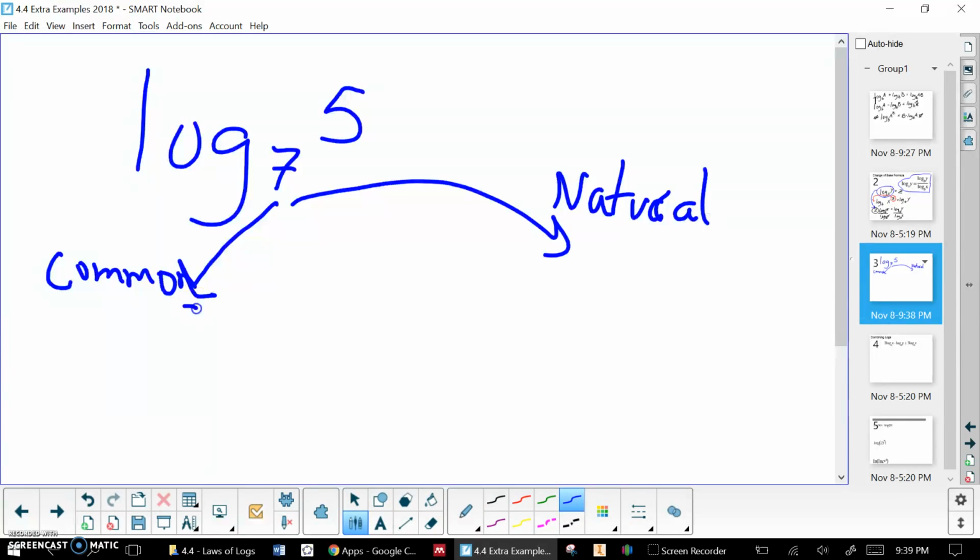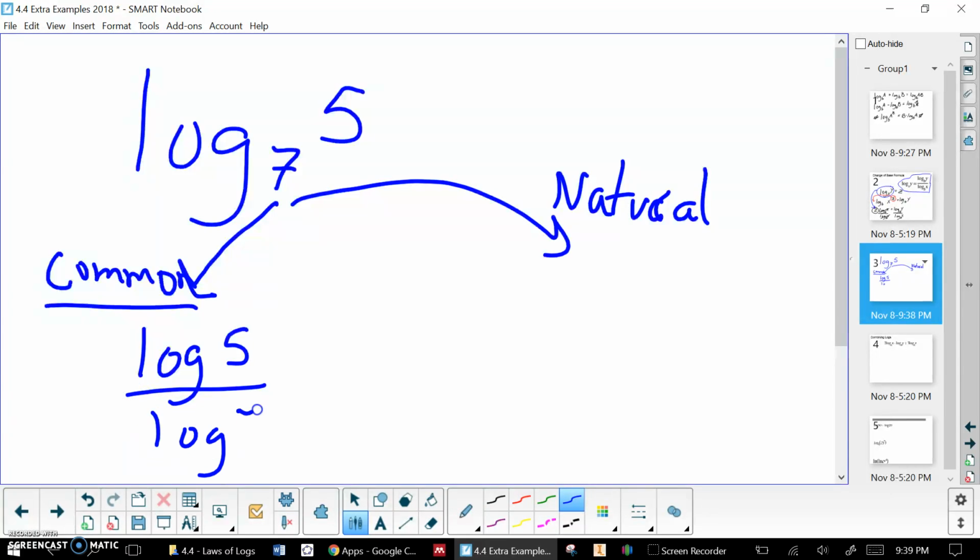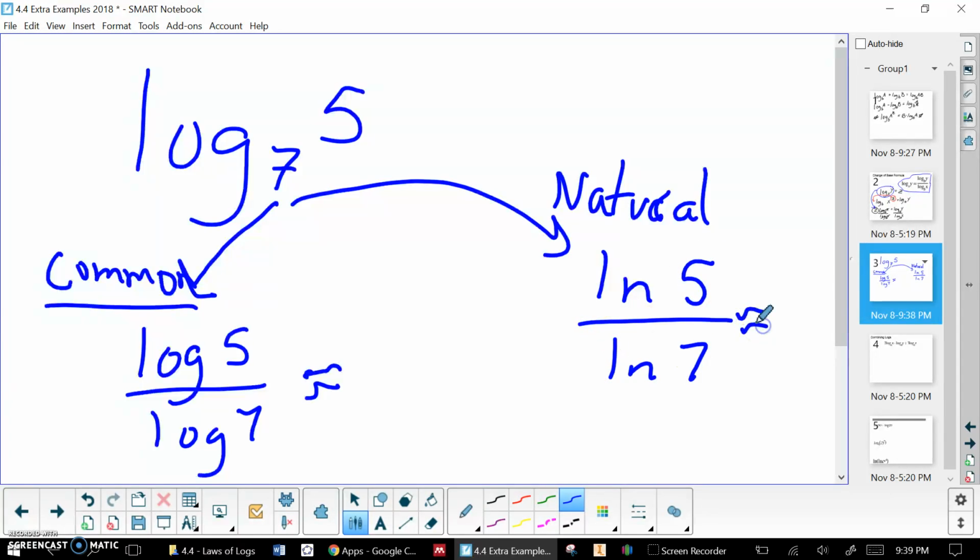Natural. And so in the common logarithm, that's just going to look like log of 5 over log of 7. And remember, those are base 10s. We just don't write the base 10. That could be evaluated on a calculator very easily. Or with natural logarithms, natural log of 5 over natural log of 7. And again, that can be evaluated on a calculator very, very easily. Either one is fine. They both give you the same answer.